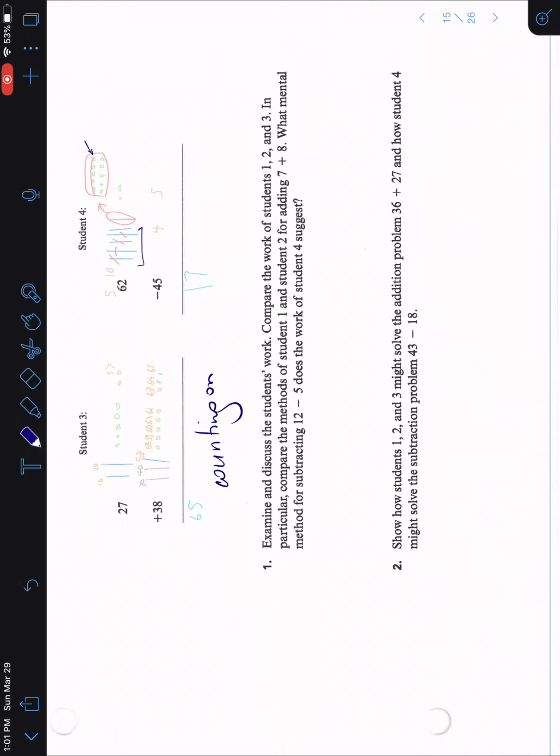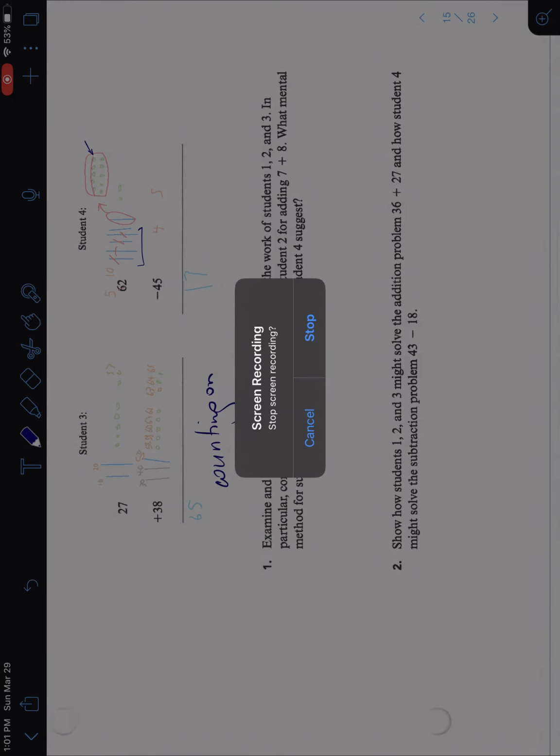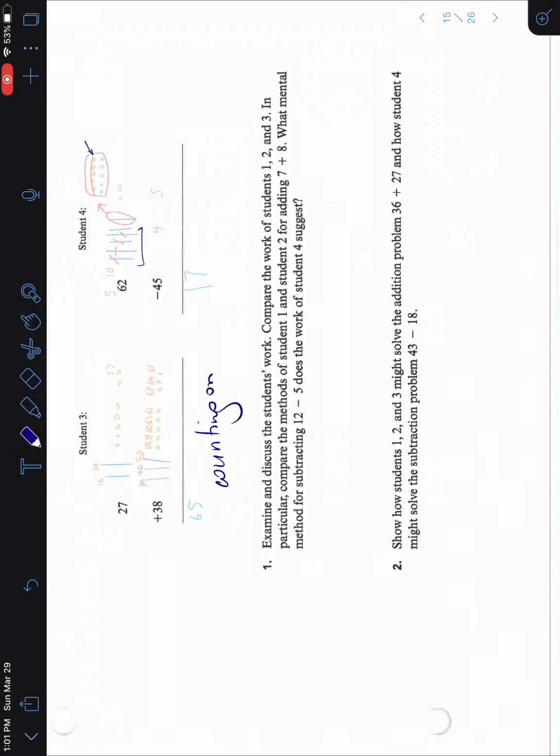Now, I would like for you to take a look at how the students would model 36 plus 27 and how student 4 would work 43 minus 18. If you have any questions with those, let me know when we meet again.